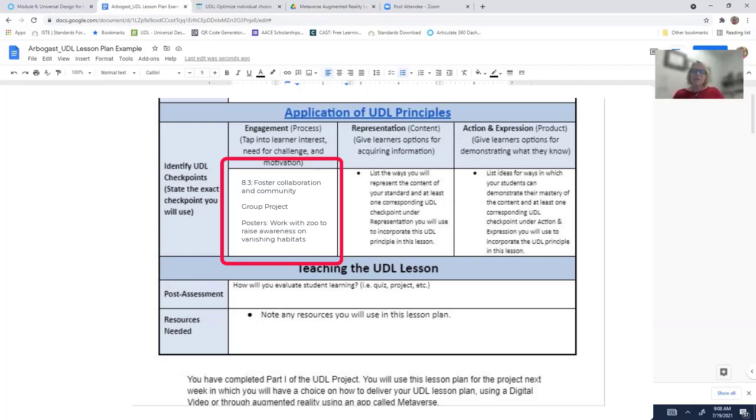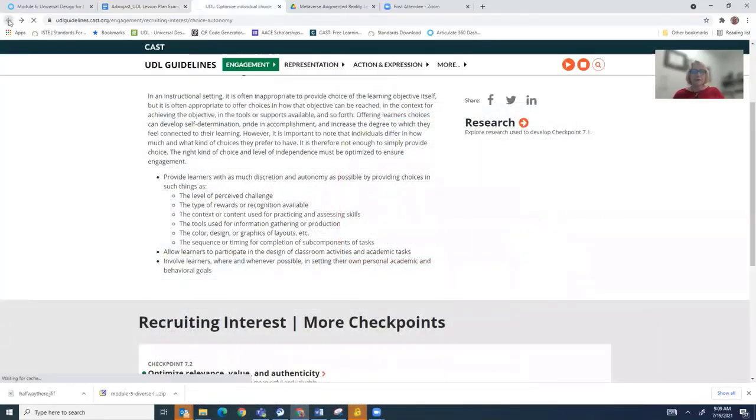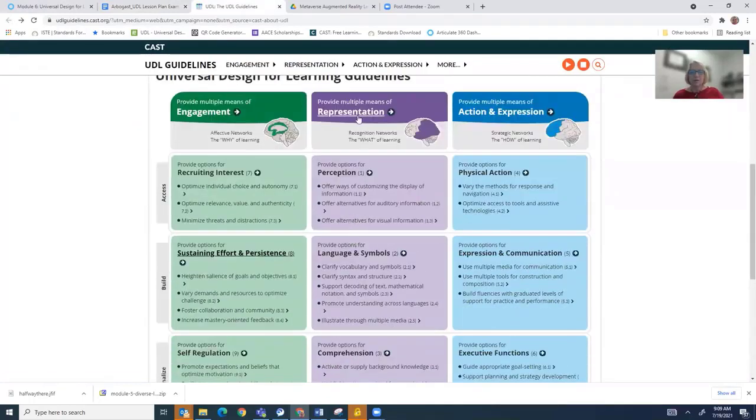So now let's move on to multiple means of representation. As I mentioned, it's the content piece. I want to give learners options for acquiring the information. And I'm looking at different ways that I can do that. For the multiple means of representation, let's look at the UDL principles. Go back. So multiple means of representation is the purple here in the middle. So let me look at some of these.